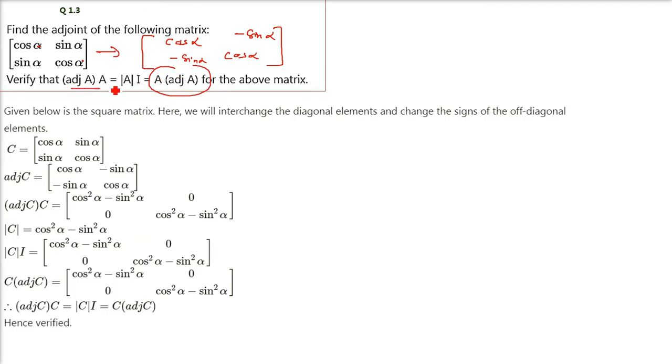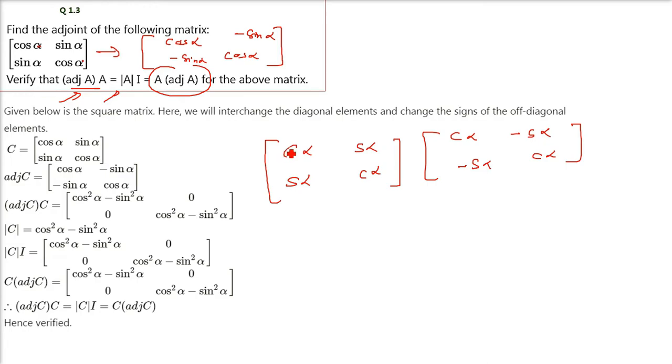Say let us do A into adjoint A, because adjoint A into A you can do determinant of A into I, you can do A into adjoint A, you can do. So I'll take one of it and I'll give you what you have to get for all of it. So cos alpha, sin alpha, cos alpha. This is A, and I'm just using a shorthand. Adjoint A, let's write cos alpha minus sin alpha, and here minus sin alpha and cos alpha.